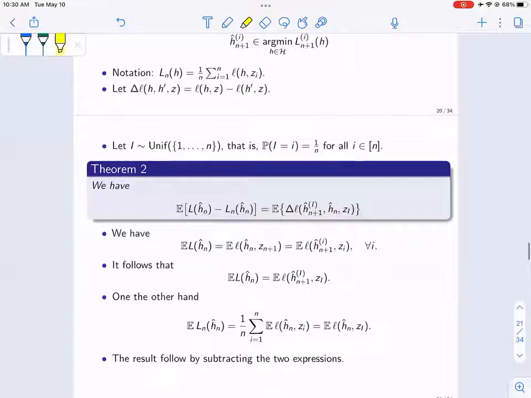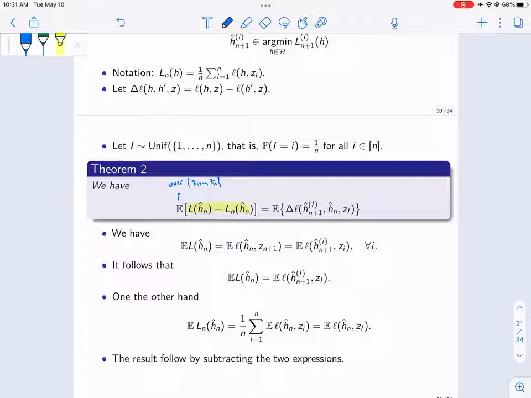So this is saying that the difference between the generalization and the training losses of the empirical ERM, if I take the expectation, over z1 up to zn, which is the randomness in the training using h hat n, is equal to the expectation of this difference in the losses between these two estimators that switch one data point. But the data point that it switches is also random. So I randomly pick this, and the randomness here is independent of everything else.